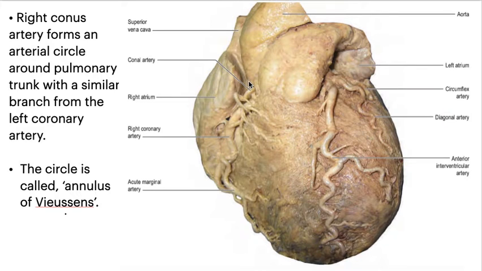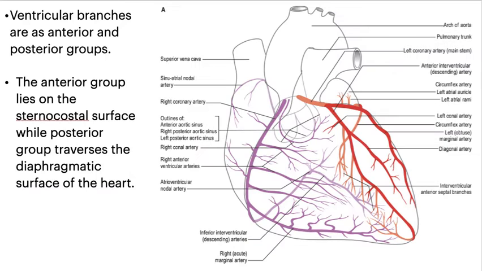The right conus artery forms an arterial arcade around the pulmonary trunk with a similar branch from the left coronary artery. This circle is called annulus of Buisson's. The ventricular branches are the anterior and the posterior groups. The anterior branch lies on the sternocostal surface, as you can see, while the posterior branch over here traverses the diaphragmatic surface of the heart. This is the posterior branch.